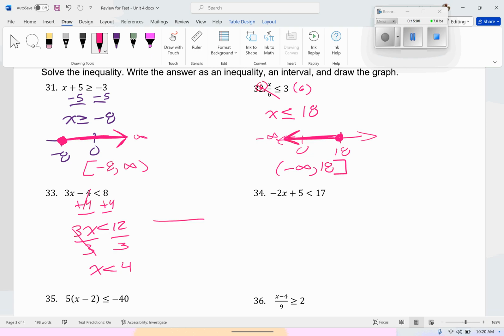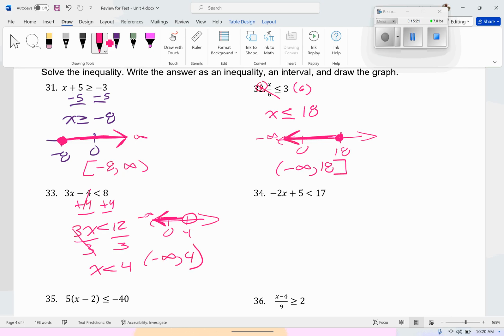So let's put it on a number line. If I have 0 here, I have 4 here. It's an open dot, and it's going left. Because my letter is first, the arrow points the direction we're going to go. This is pointing to negative infinity. Interval notation, read left to right. Negative infinity to 4.